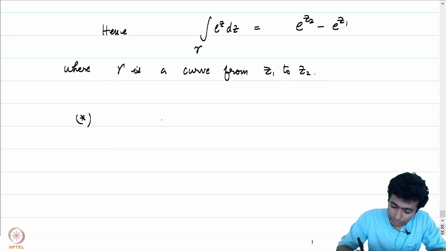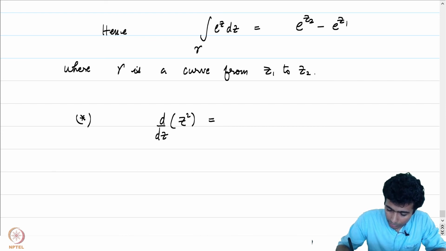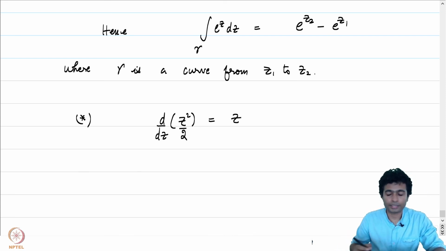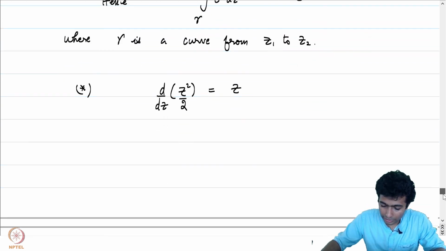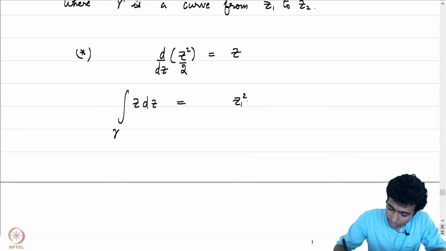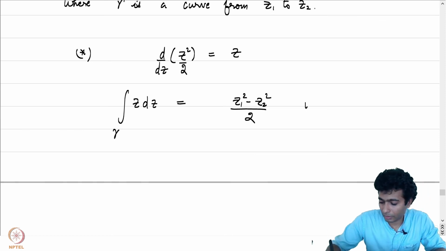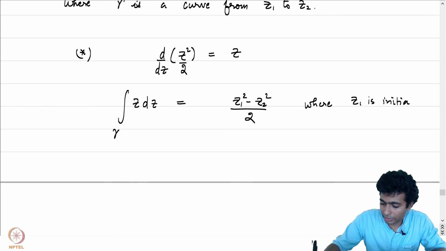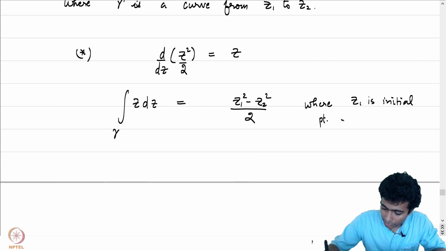Let's now look at another example. We know that d by dz of z square by 2 is equal to z. Applying the fundamental theorem of calculus, the integral over any curve gamma of z dz is going to be equal to z2 square minus z1 square, divided by 2, where as earlier z1 is the initial point. Now I made it z1 and z2 rather than z0 and z1, but it's quite straightforward, no confusion will come up.